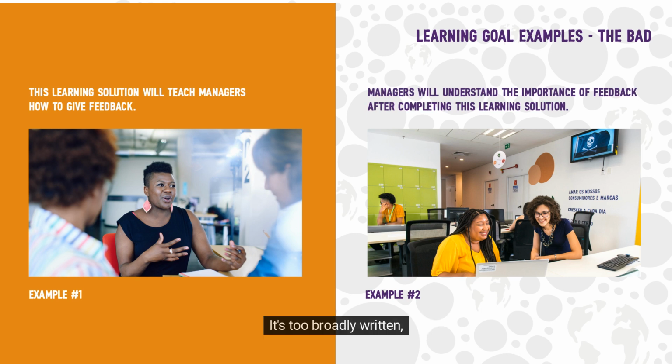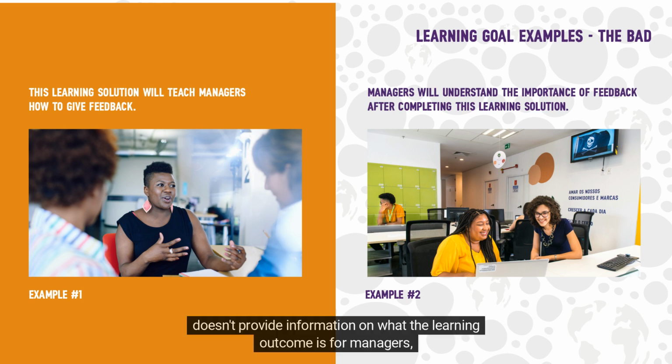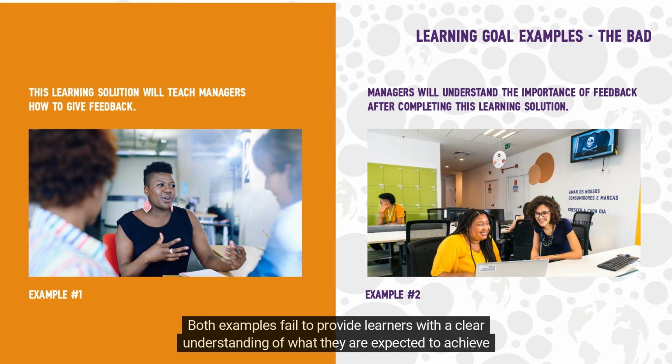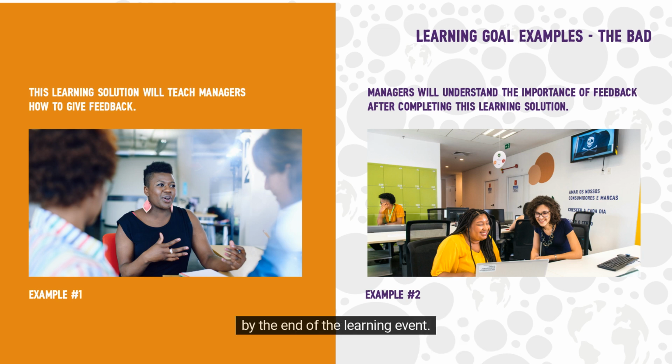The second example on the right, again, is not specific enough. It's too broadly written, doesn't provide information on what the learning outcome is for managers, and understanding the importance of feedback is not a measurable outcome in itself. Both examples fail to provide learners with a clear understanding of what they are expected to achieve by the end of the learning event.